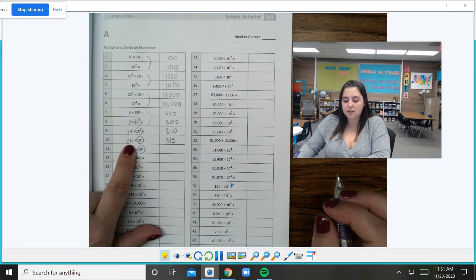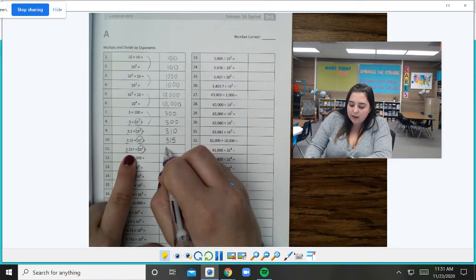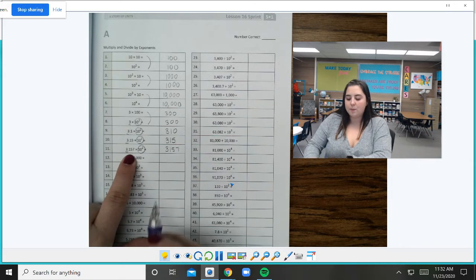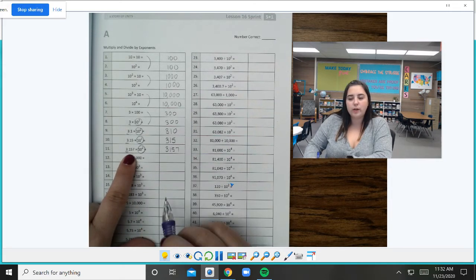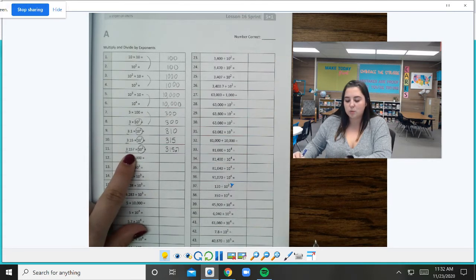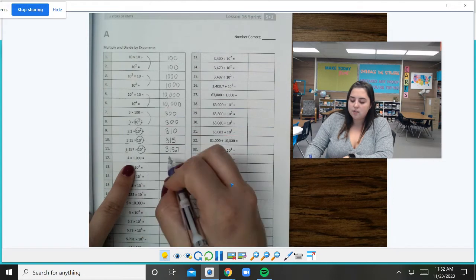The next one has 4 numbers total, but that 3 still needs to be 300. So I need to add a decimal so it stays in the hundreds place. This could be helpful on the next side. So then it kind of continues.